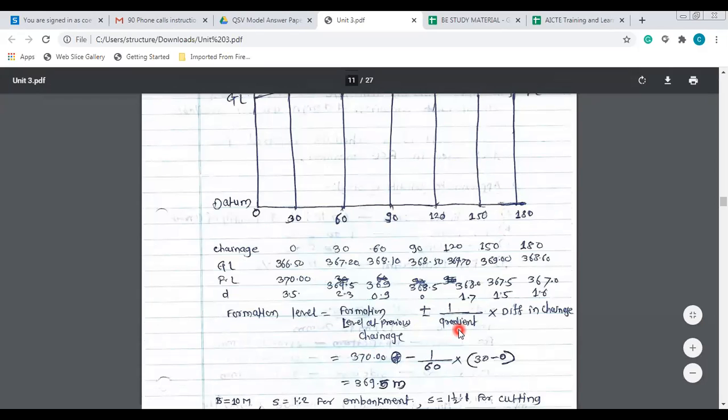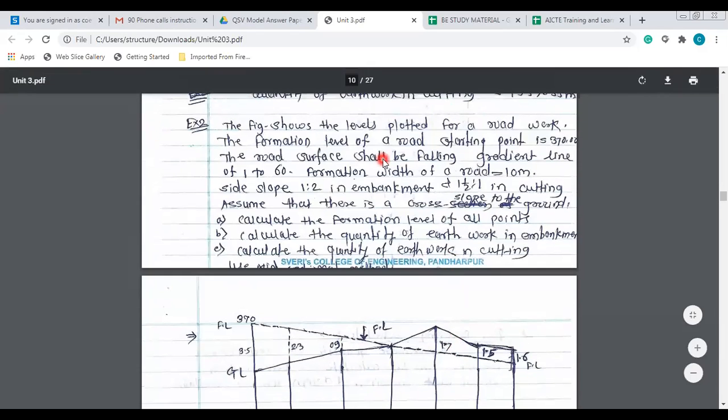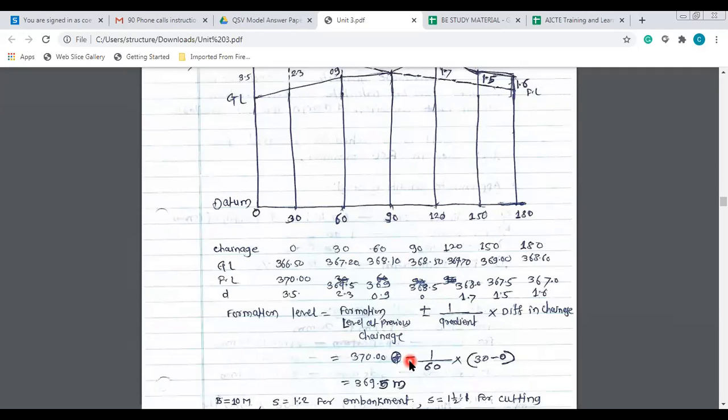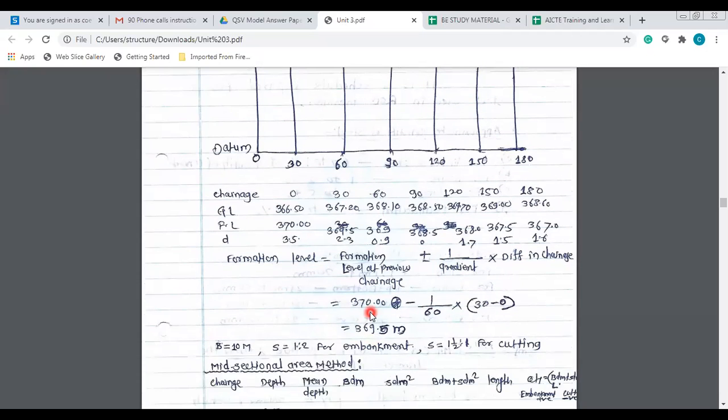So 370 is given to us, plus or minus. As it's a falling gradient, it is clearly mentioned in the problem: the road surface shall be of falling gradient. That is why I have used the minus sign. For a rising gradient, I will use the plus sign. So 370 minus gradient, given as 1 in 60, that is 1 by 60, multiplied by difference of chainage. The difference of chainage will be 30 minus 0. So get the calculation and check whether it is 369.5.